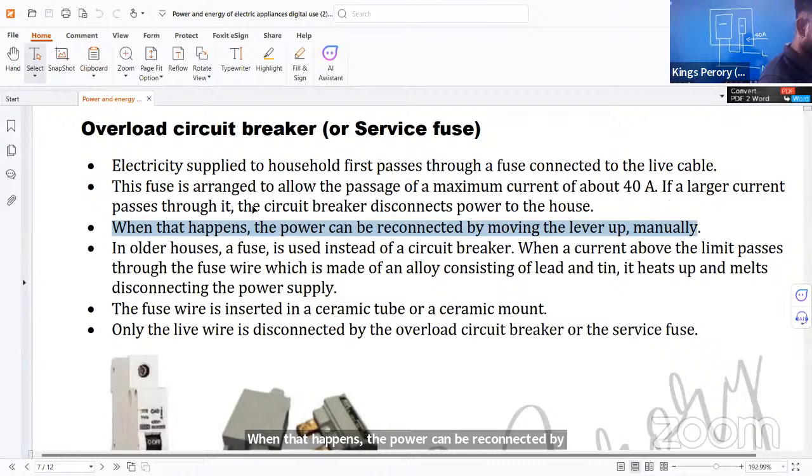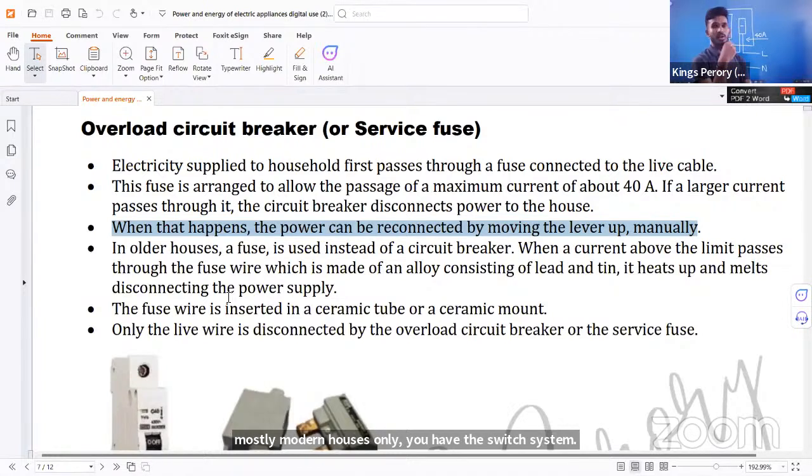In older houses, a fuse is used instead of a circuit breaker. When a current above the limit passes through the fuse wire, which is made of an alloy consisting of lead and tin, it heats up and melts, disconnecting the power supply. Mostly in modern houses only, you have the switch system. Old houses, what you have is a fuse.